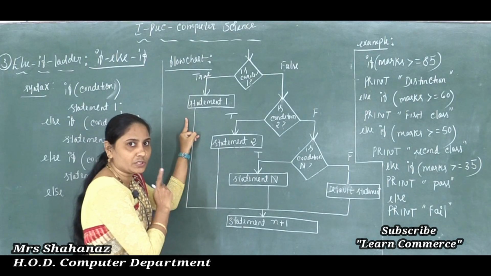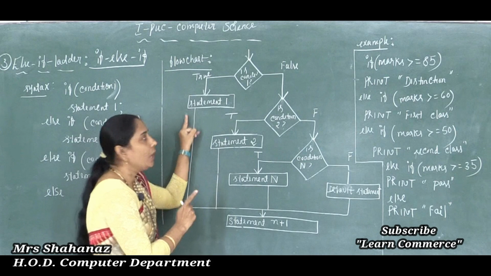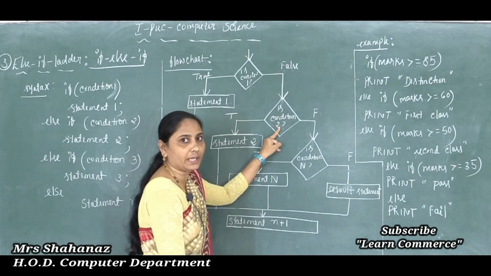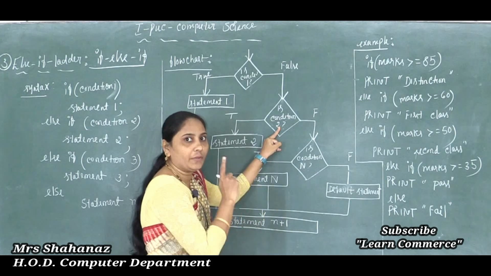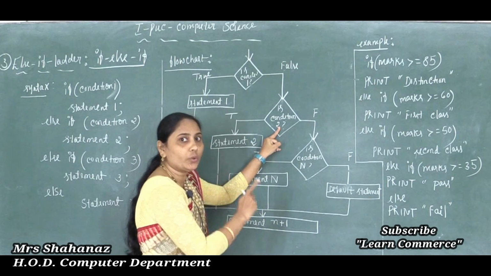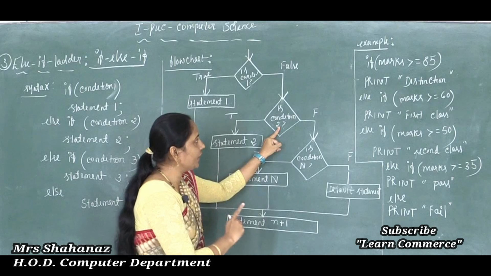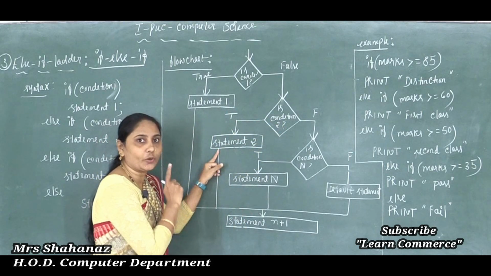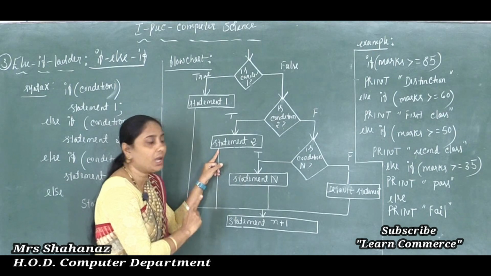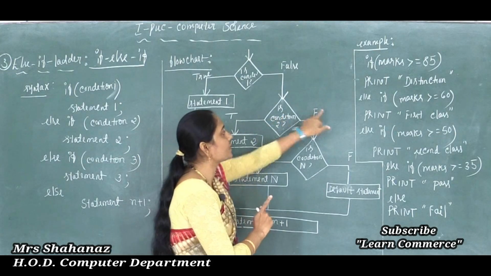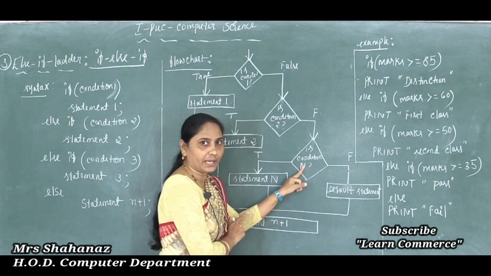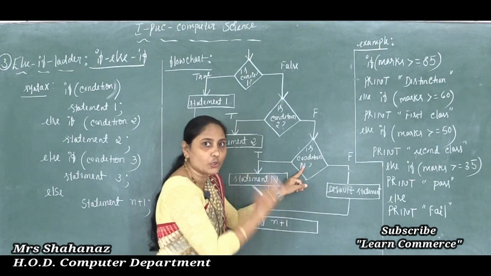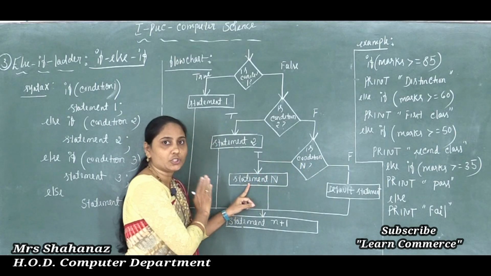And when our condition 1 is false, then we are going to select condition 2 here. If condition 2 is true, then statement 2 is going to execute. Clear this point here? And if condition 2 is false, then we are going to select the next condition, condition n here. If it is true, then statement n is going to execute.